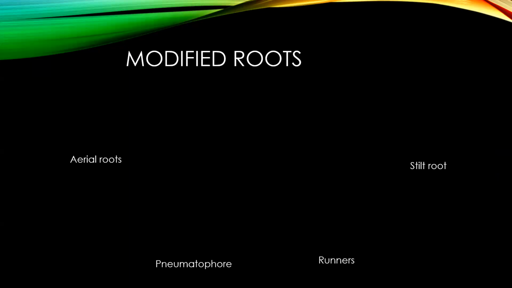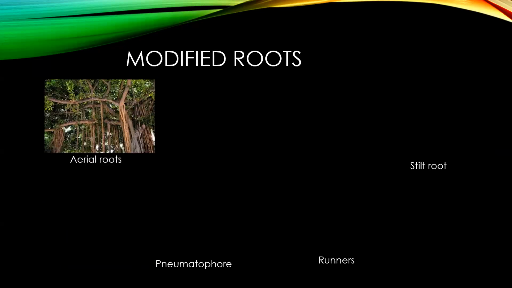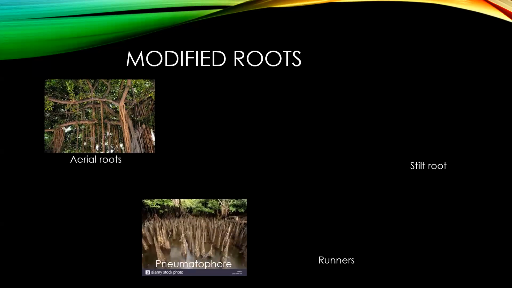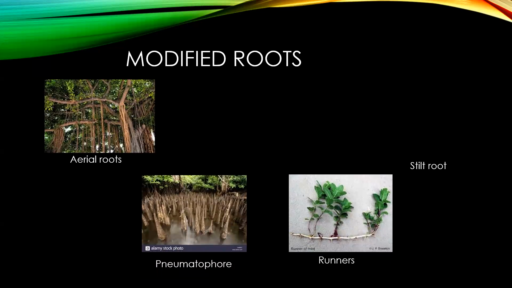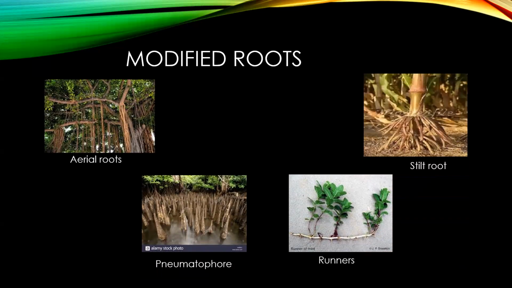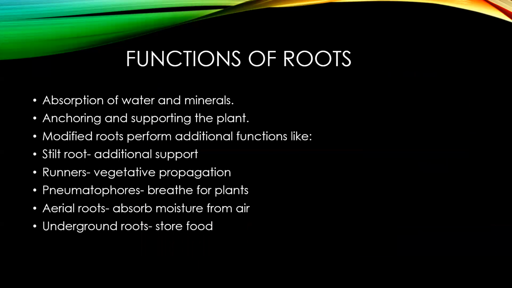Now we have some modified kinds of roots also. Which are they? The first one is known as aerial roots. Such kind of roots you will find in banyan trees. Then we have pneumatophore, which is found in mangroves. The next is runner roots, which you find in strawberry plants. And the fourth one is stilt root, which you find in sugarcane. So these are the different varieties of roots. They are also called modified roots.